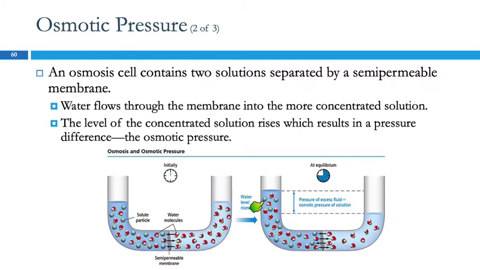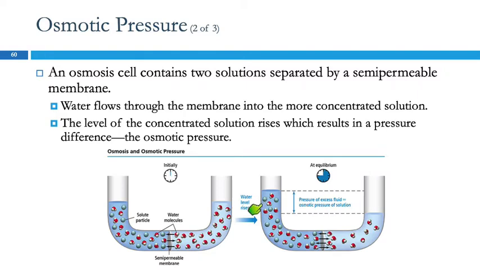But this is a special situation because this is building up a pressure, right? As the water moves, we have a difference in height, and so this is the pressure of the excess fluid, and that's what's defined as the osmotic pressure of the solution. The osmosis will occur until gravity pulling down on it forces it to stop.